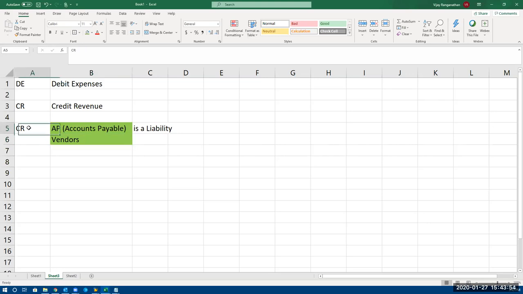So when you credit the vendor, AP is credit, what is debit? Then what is AR? Accounts receivable. So if AP is credit, accounts receivable is?